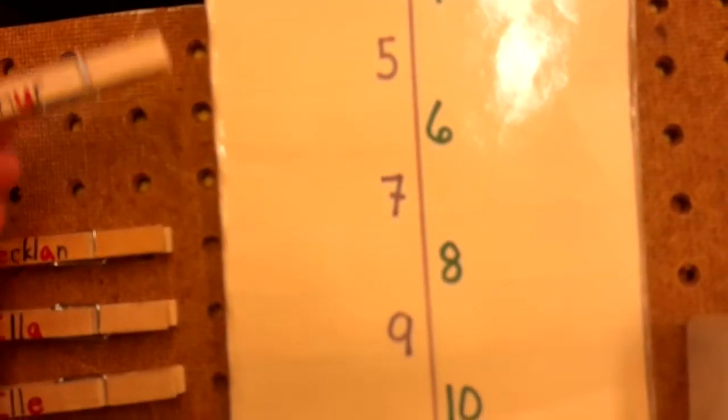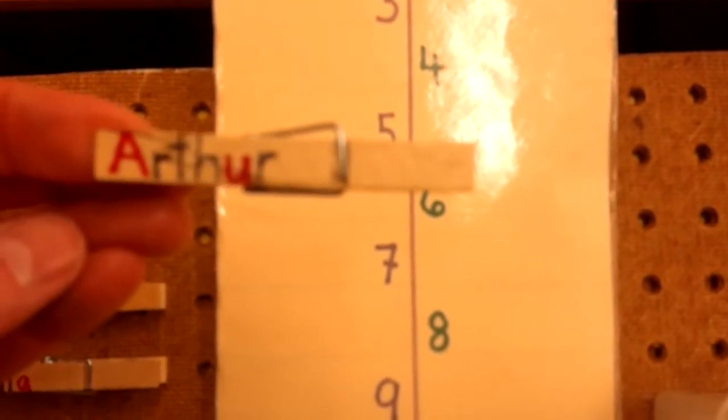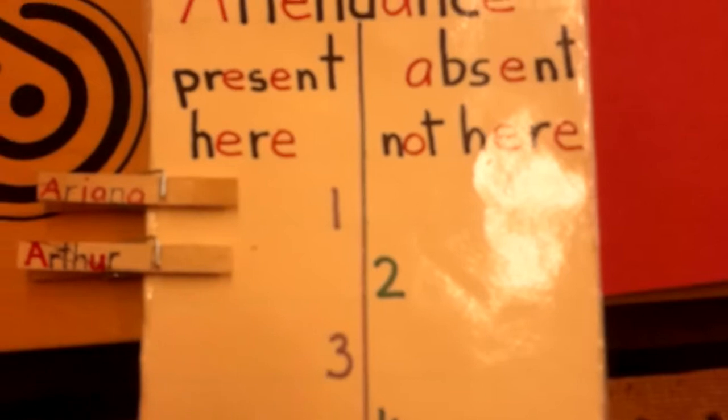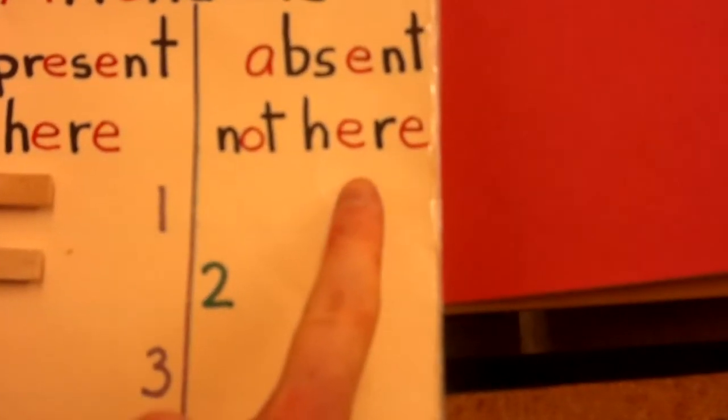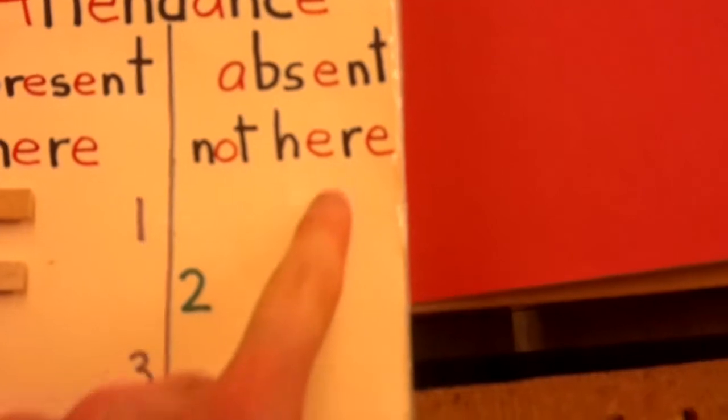And then the next name, I or my helper would look at it and read it and say Arthur, and put that clip right on the chart between the two lines, and it would be next to the next numeral, number 2. That would help us know 2 people have been checked already. If someone was absent, then we'd put their name on this side between the 2 lines next to number 1.